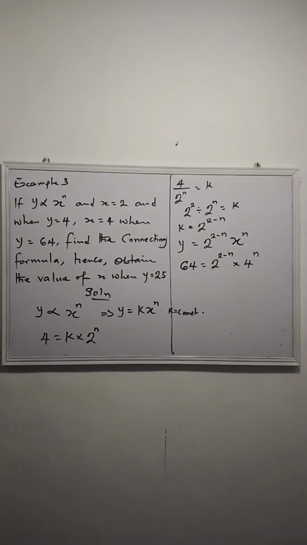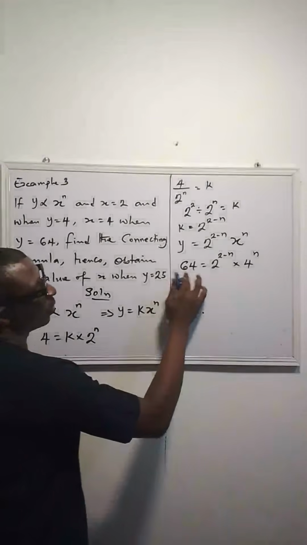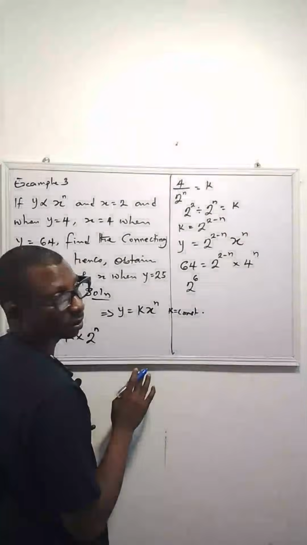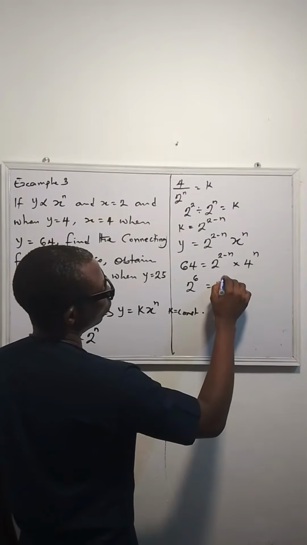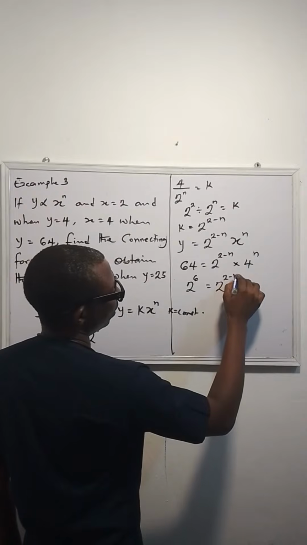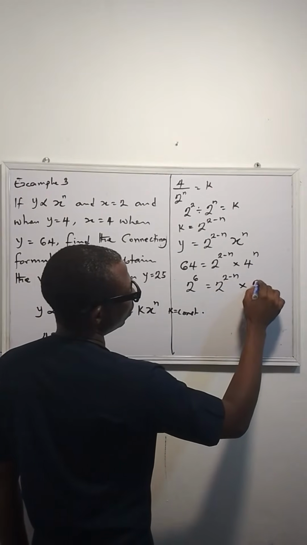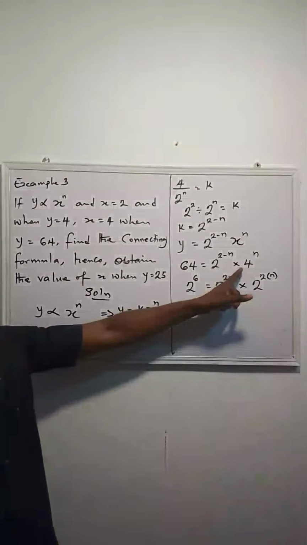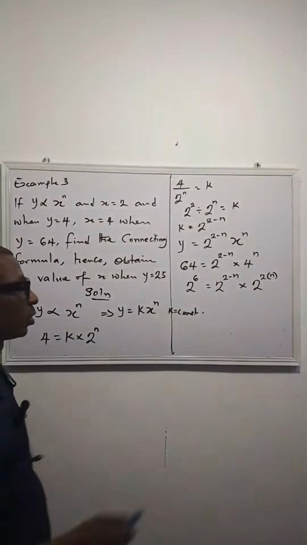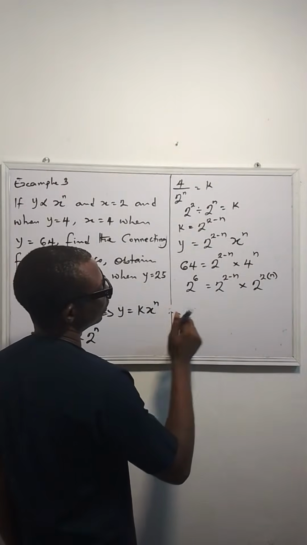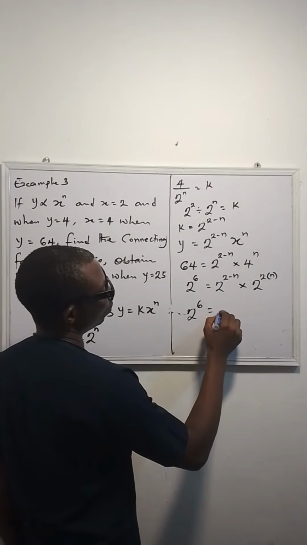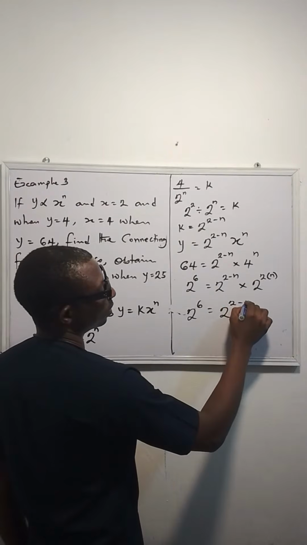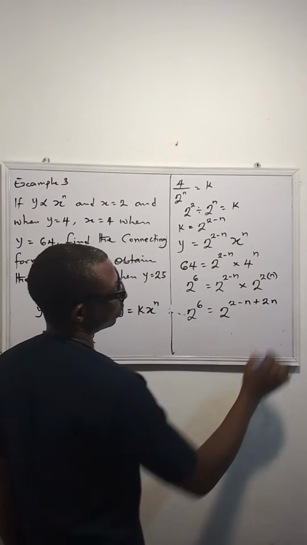Okay, so how do we go about this? Now let's express this in index form. 64 is the same thing as 2 raised to the power of 6, right? Equals 2 raised to the power of 2 minus n times 2 raised to the power of 2n. You get that? Because 2 raised to the power of 2 is 4. So now we have 2 raised to the power of 6 equals 2 raised to the power of, now when multiplying we add the power, so you have 2 minus n plus 2n.